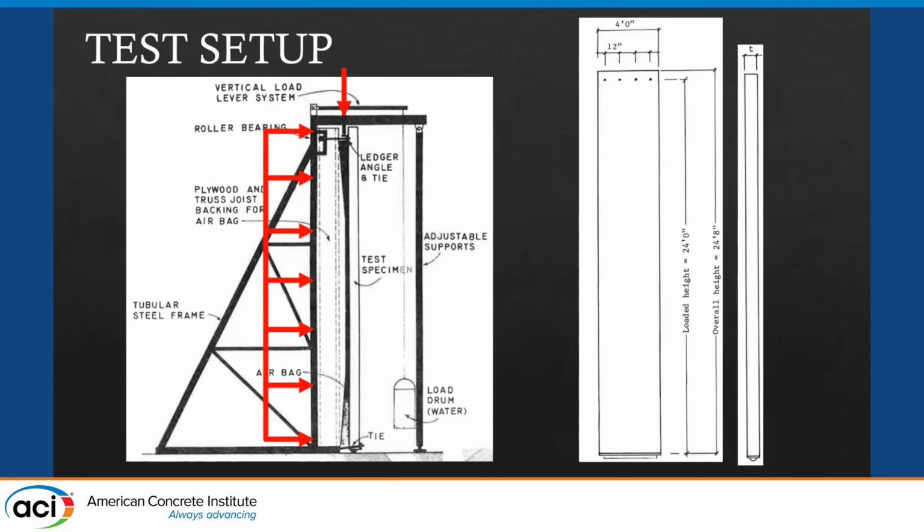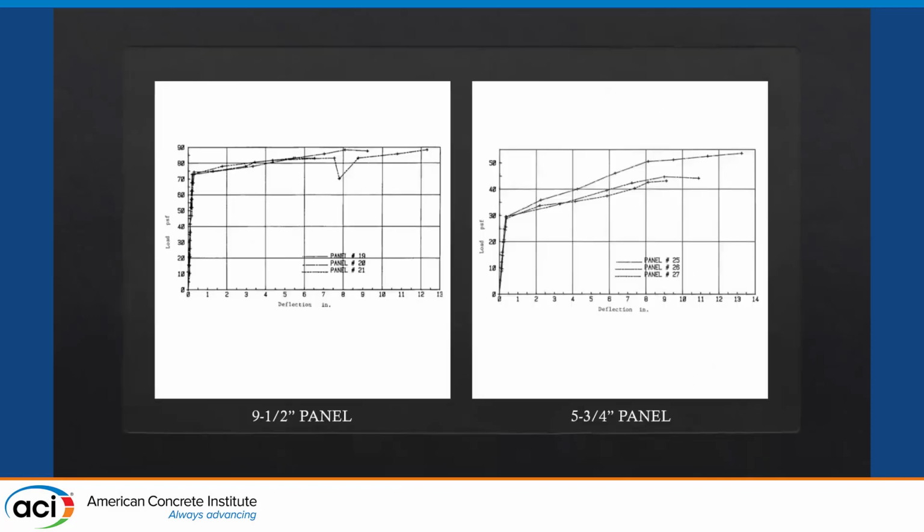Each of the panels, I focused on the 12 concrete, specifically 2 out of the 4 thicknesses, the 9.5 and 5 3/4 inch thickness. And each of them were 4 feet wide with a clear span of 24 feet.